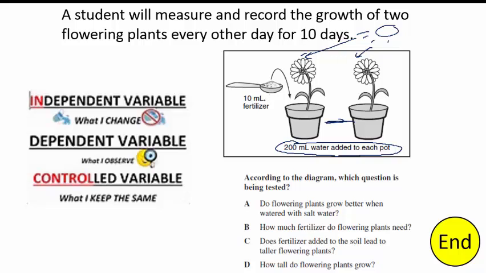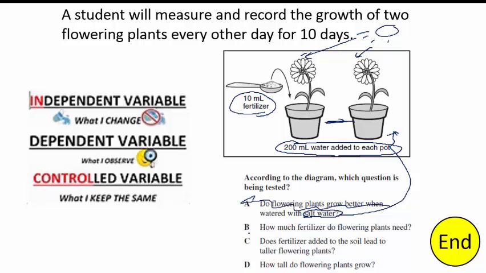That one thing is, this pot we are going to add some fertilizer. The hypothesis then would be adding fertilizer makes the plant grow taller or faster. Let's read the statements and see which one fits what this experiment appears to look like. A. Do flowering plants grow better when watered with salt water? Well, that could be something we could test, but does this experiment have anything to do with salt water? I don't see anything that has anything to do with salt water.